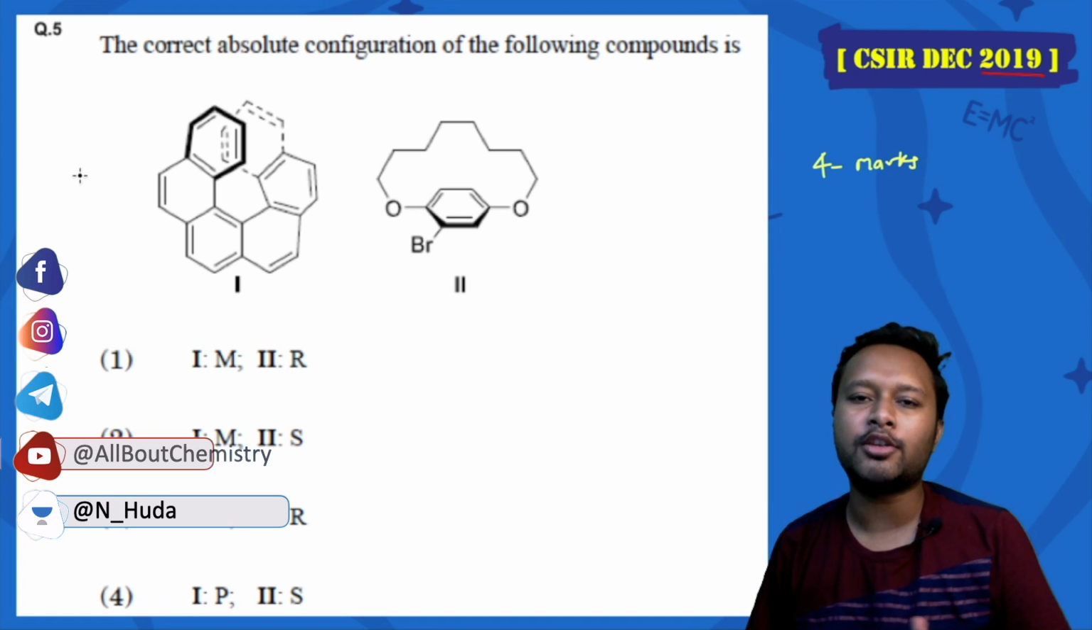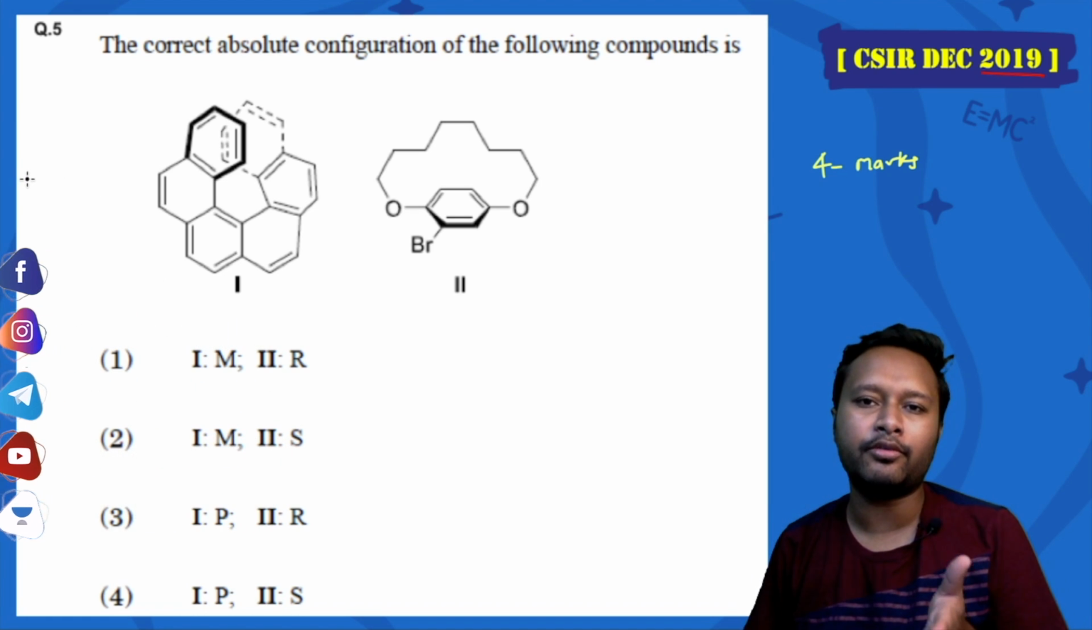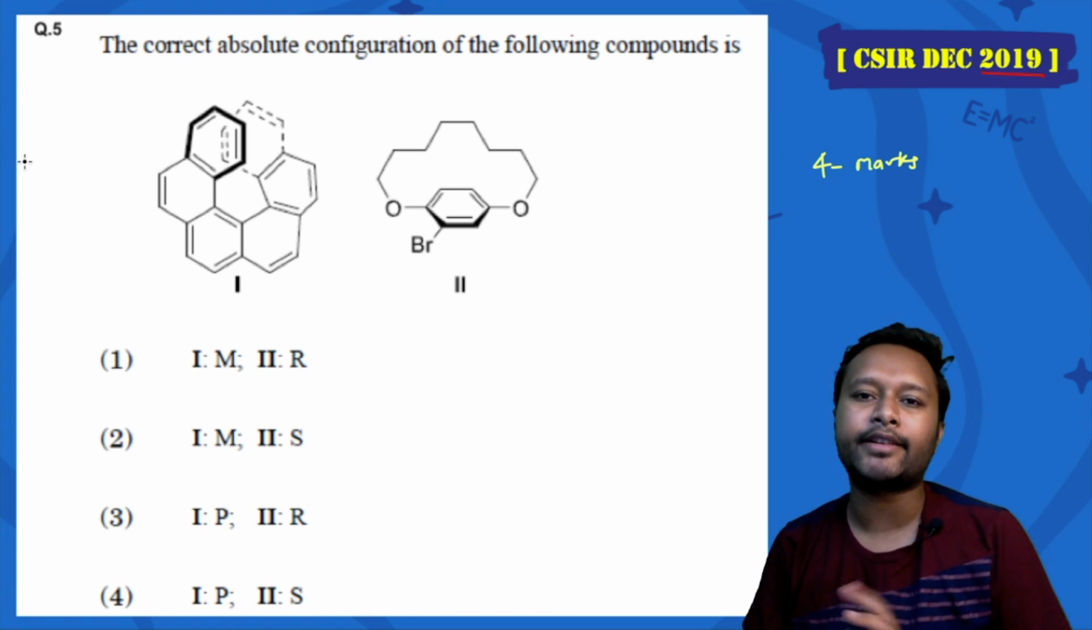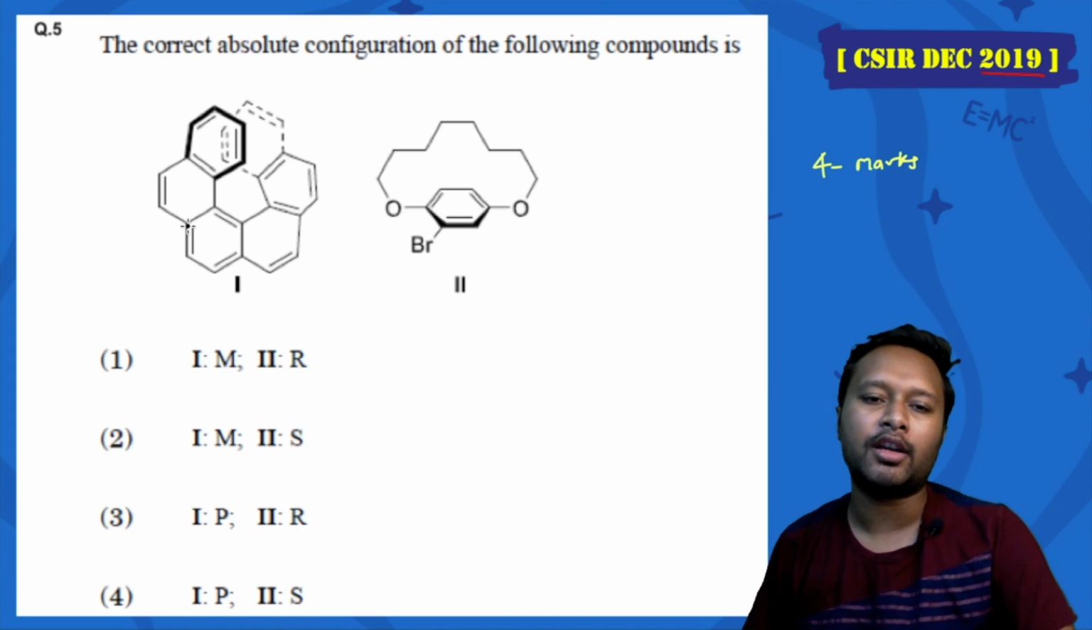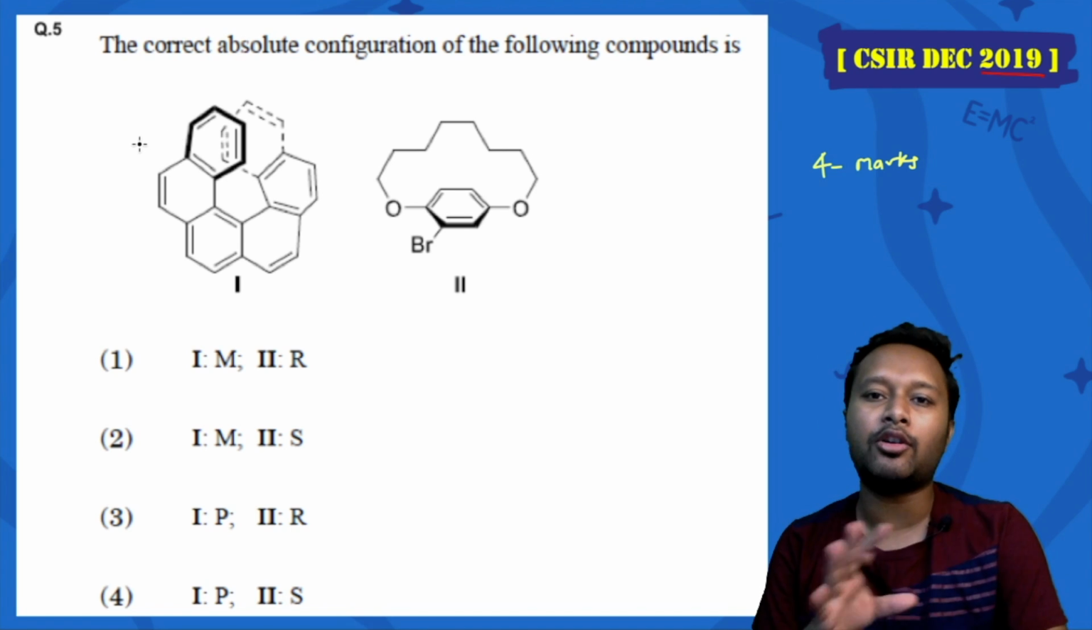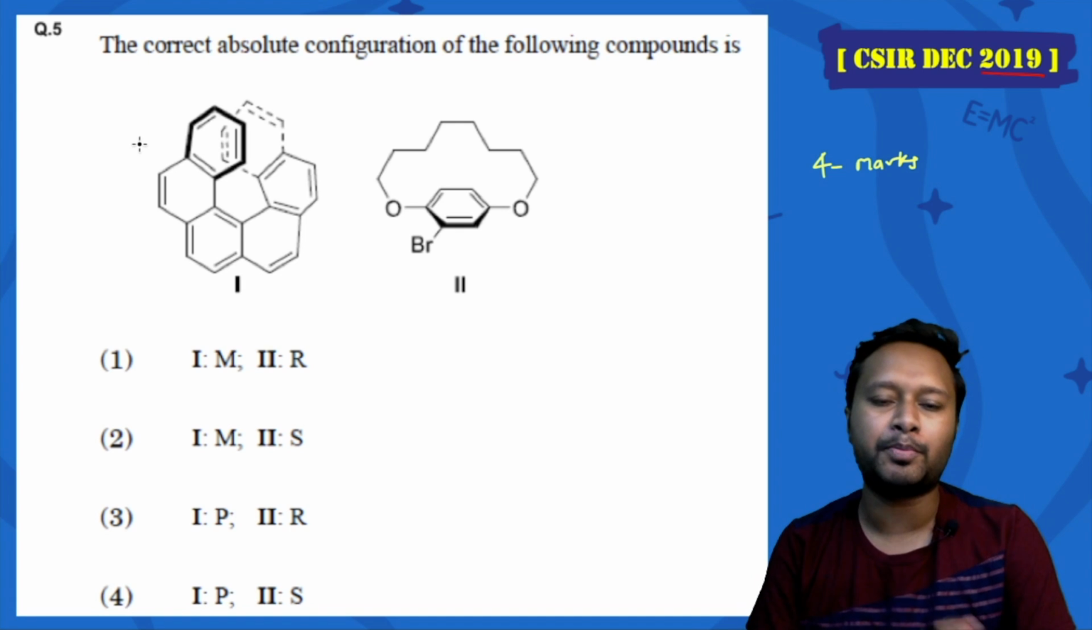So the first molecule is a chiral molecule because of the helicity of the molecule. The molecule is chiral along a particular axis, along a helical axis, or the coil. That's what it is called. So in order to find out the configuration, there are two types of configuration which we name either P or M.